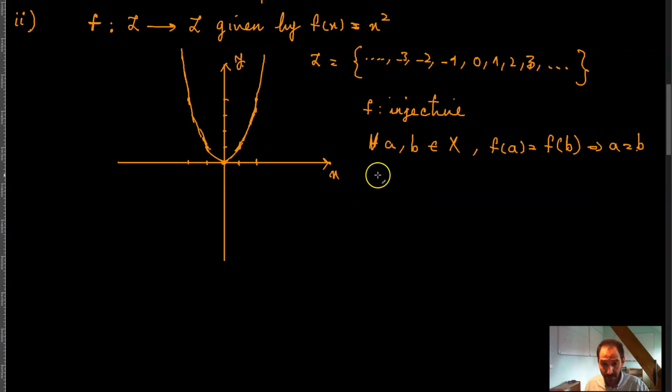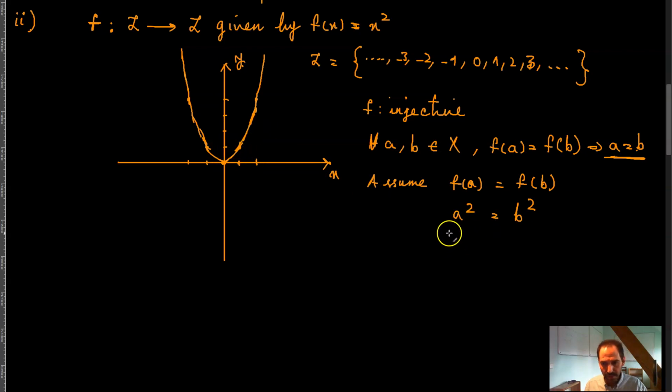Now, if I assume that f of a is equal to f of b, then that means that a squared is equal to b squared, right? We want to solve this equation and see what sort of relationship there is between a and b, because I want to know whether the assumption that I have made does imply that a is equal to b or not.